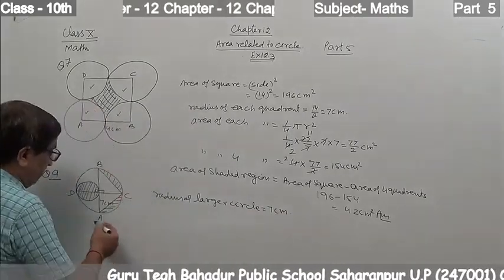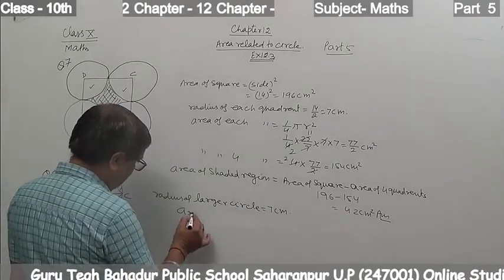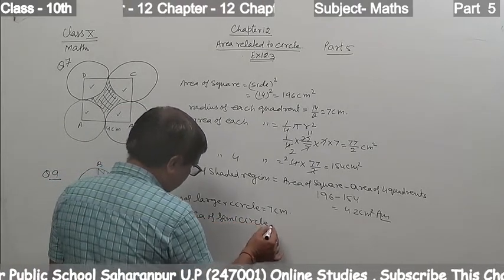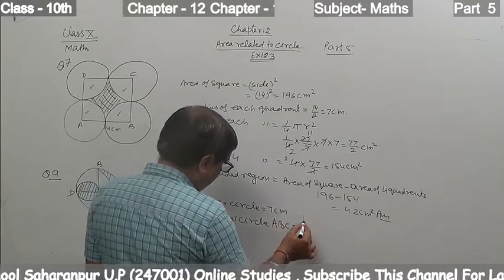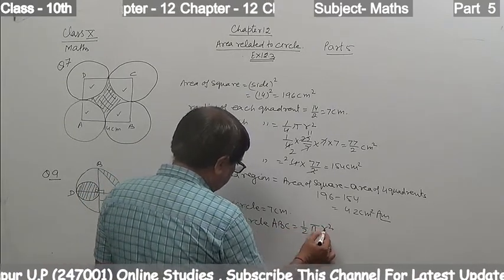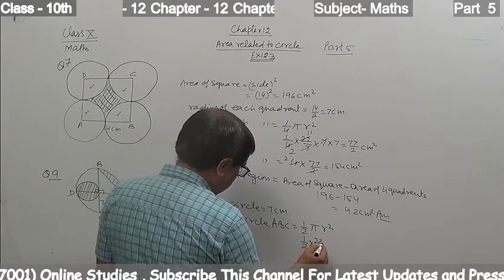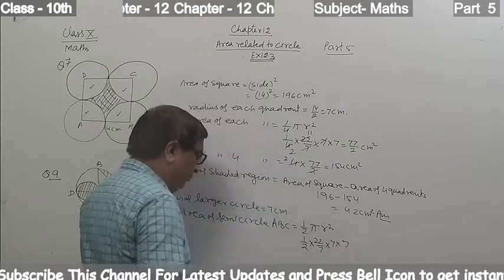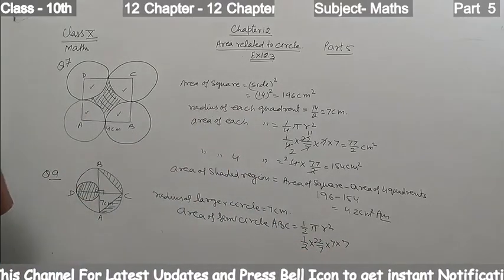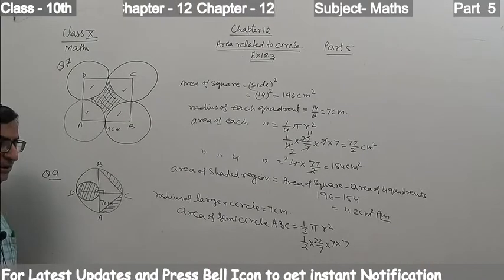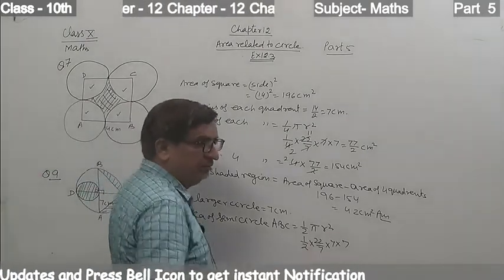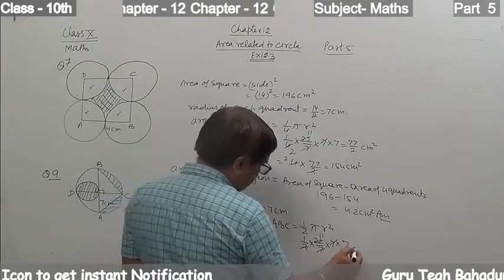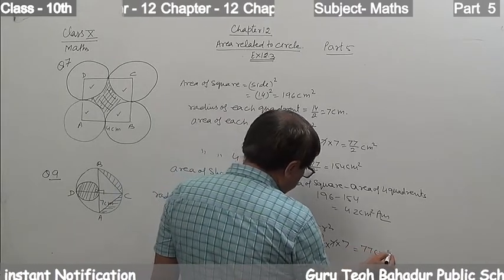So area of semicircle ABC is half pi r square, one upon 2 into 22 upon 7, the value of pi, and radius is 7, so 7 into 7. This 7 cancels, this is 11. 11 7s are 77 centimeter square.